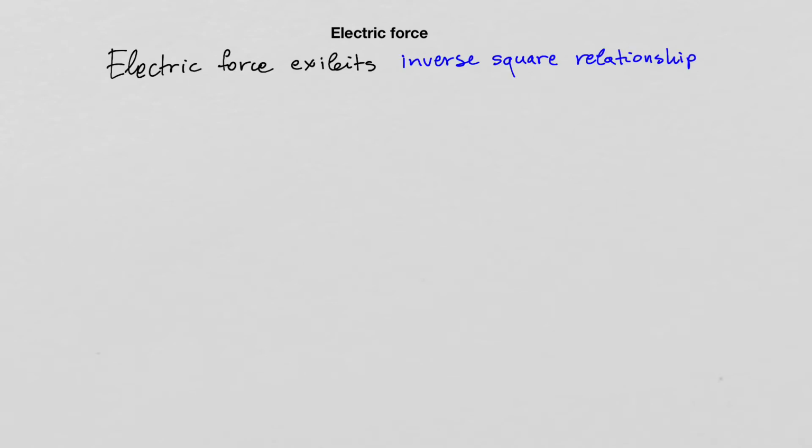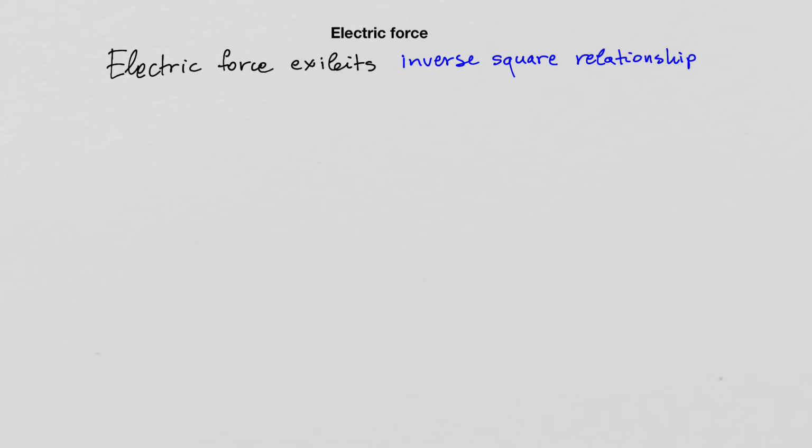Coulomb verified that if the distance between two charged objects is doubled without changing the charges, the electric force on each object is reduced to 1/4 the initial value. If the distance is tripled, the force is reduced to 1/9, and so on. This type of behavior is known as an inverse square relationship. So the electric force exhibits an inverse square relationship.